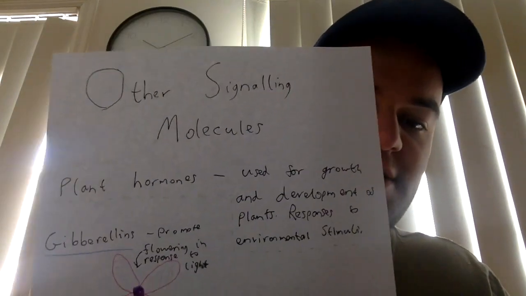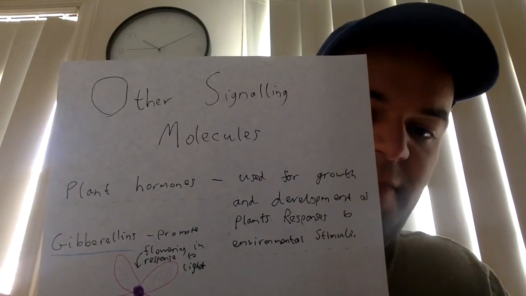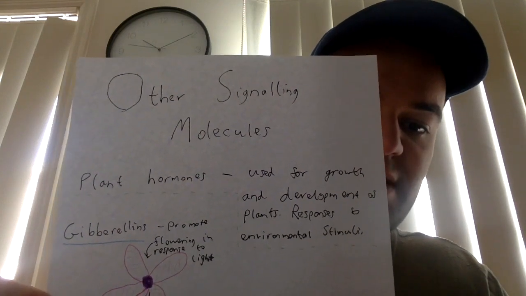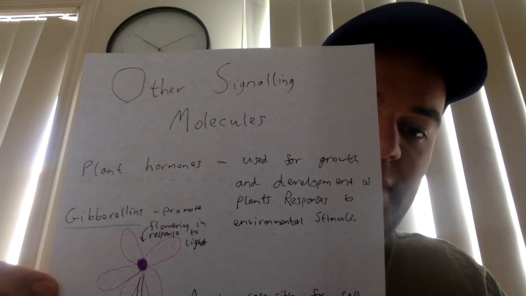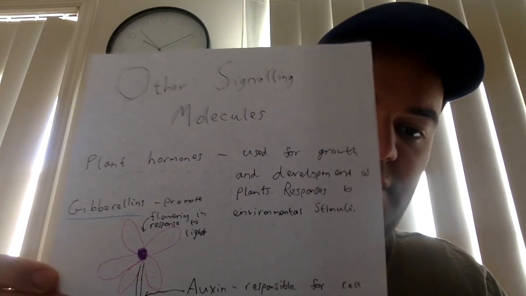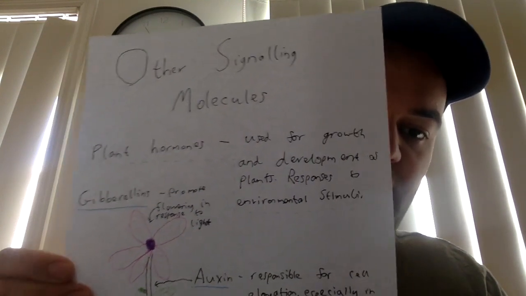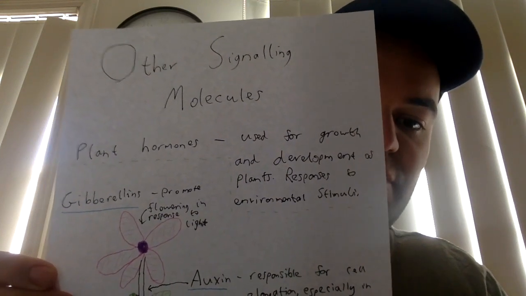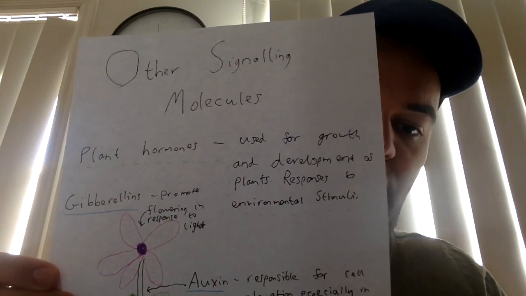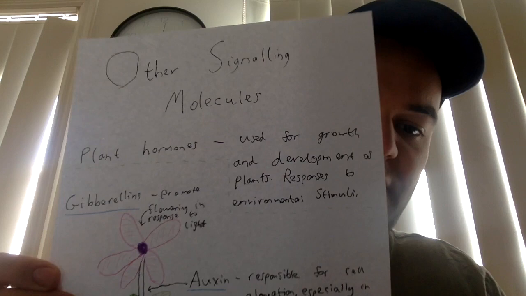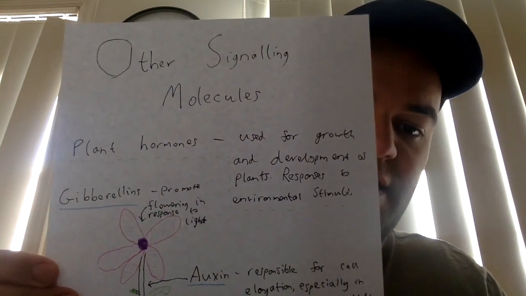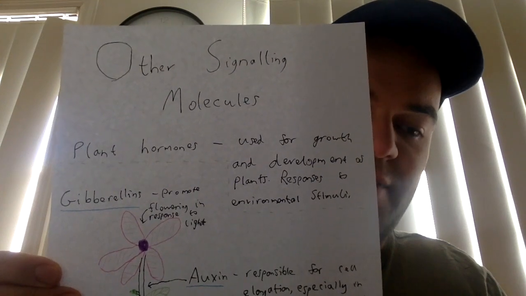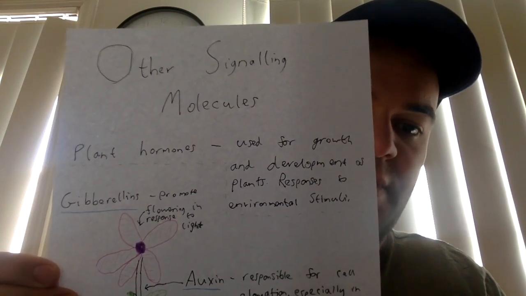So plant hormones are used for growth and development of plants in response to environmental stimuli. So it could be things like light, whatever. And I've got a few examples just on this diagram that I'll try and upload just for you to have a look at. So we've got gibberellins that are hormones that promote flowering, and they promote flowering in response to light.